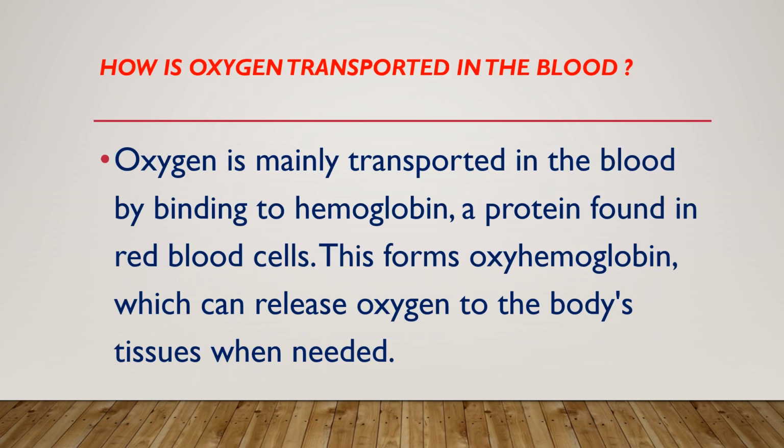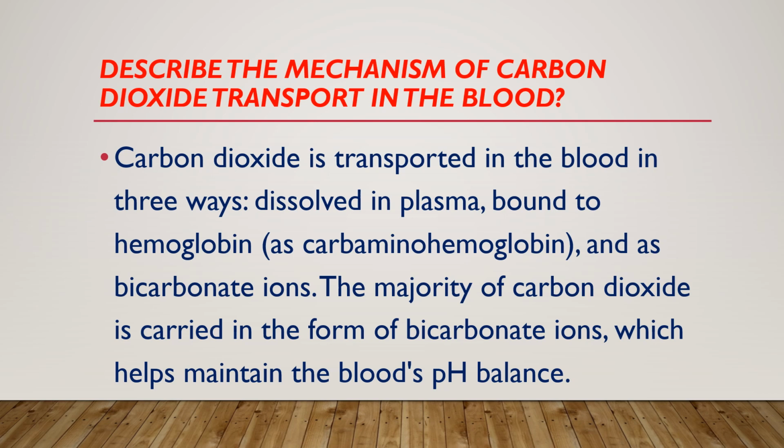How is oxygen transported in the blood? Oxygen is mainly transported in the blood by binding to hemoglobin, a protein found in red blood cells. This forms oxyhemoglobin, which can release oxygen to the body's tissues when needed.